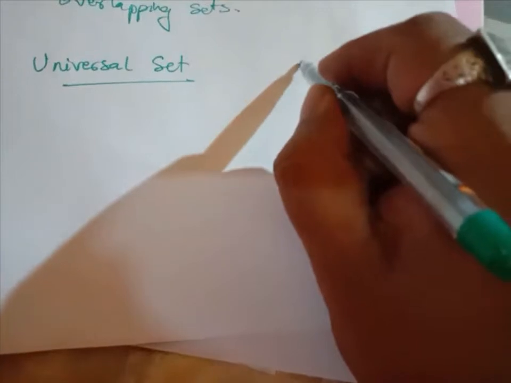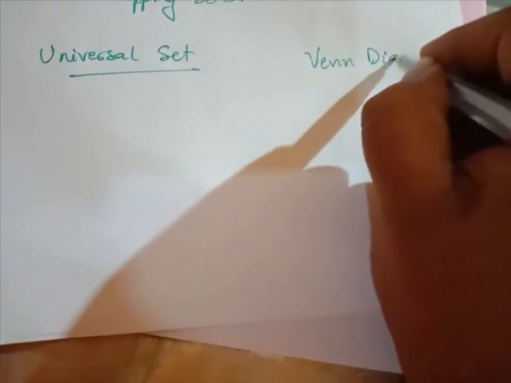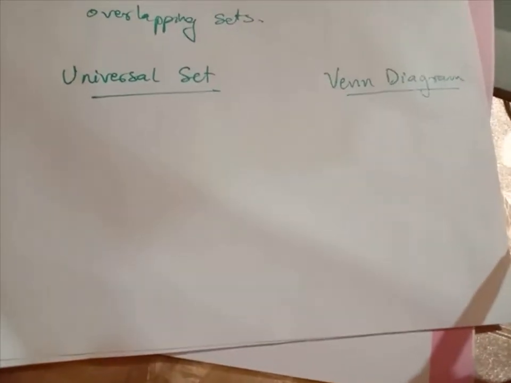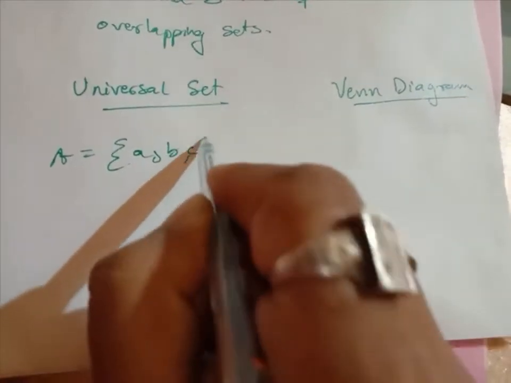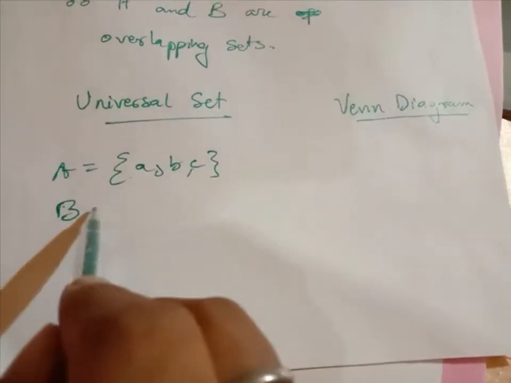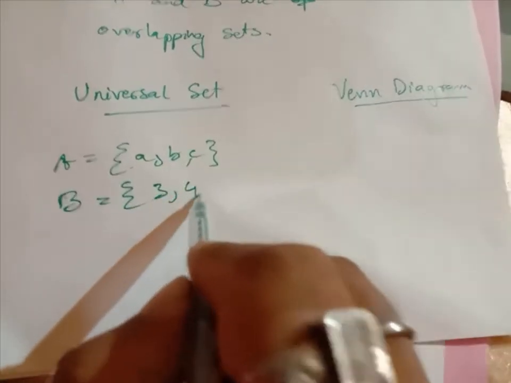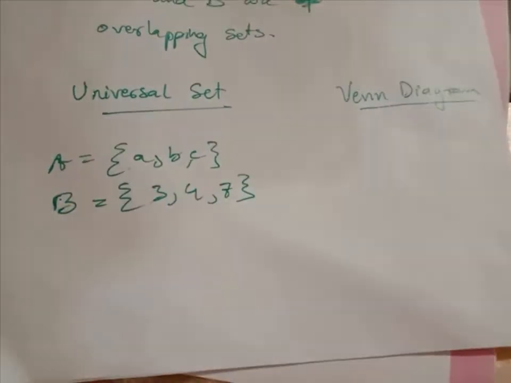Okay students, before moving on, let me explain two more concepts. One is the universal set and the other is the Venn diagram. Okay, now a universal set. Let us consider again two sets, A equal to A, B, C, and set B equal to say 3, 4, 7. These are two random sets I have considered.